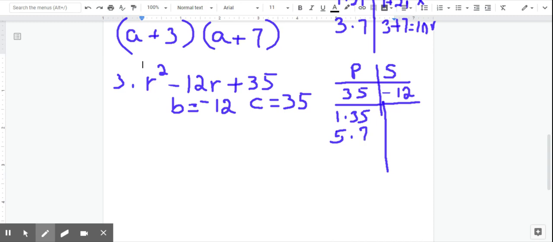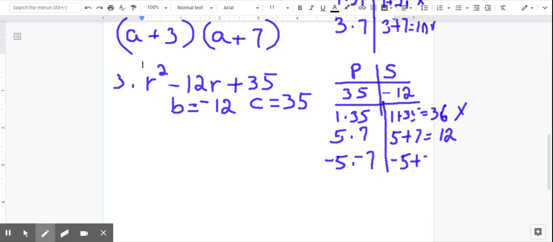But notice when we add them, 1 plus 35, we get 36. So that's definitely not right. When we add 5 plus 7, we get 12. Well, we want 12, but we want our 12 to be negative. So remember that negative 5 times negative 7 is positive 35, because a negative times a negative is positive. But when we add negative 5 and negative 7, we keep that sign, so we get a negative 12.